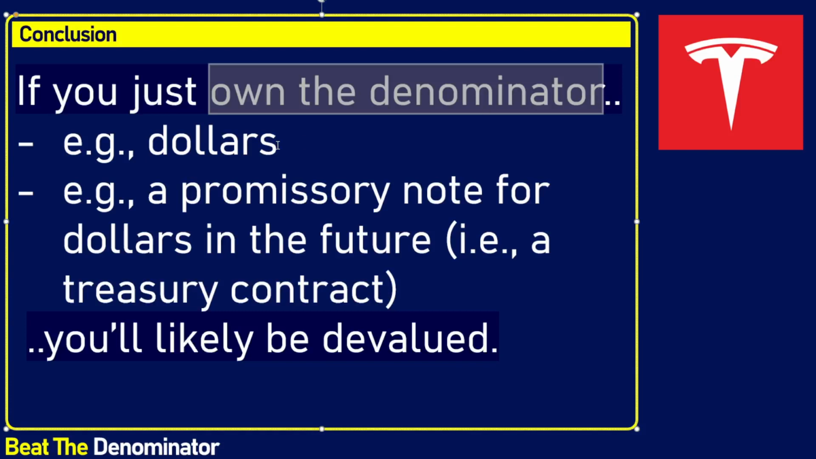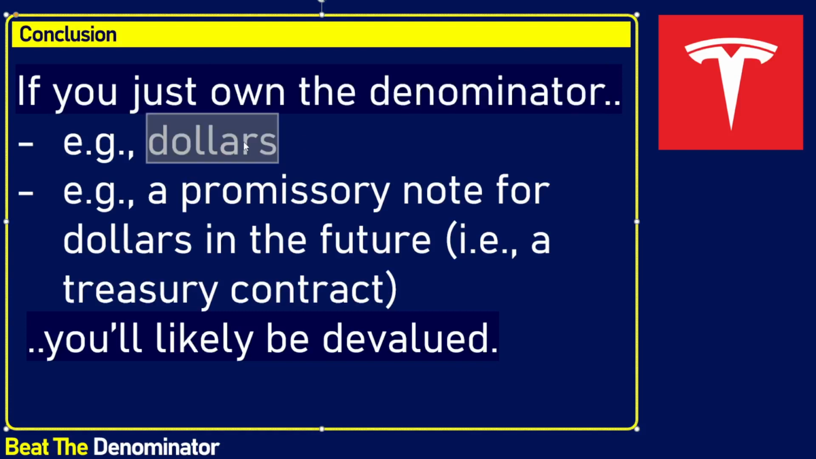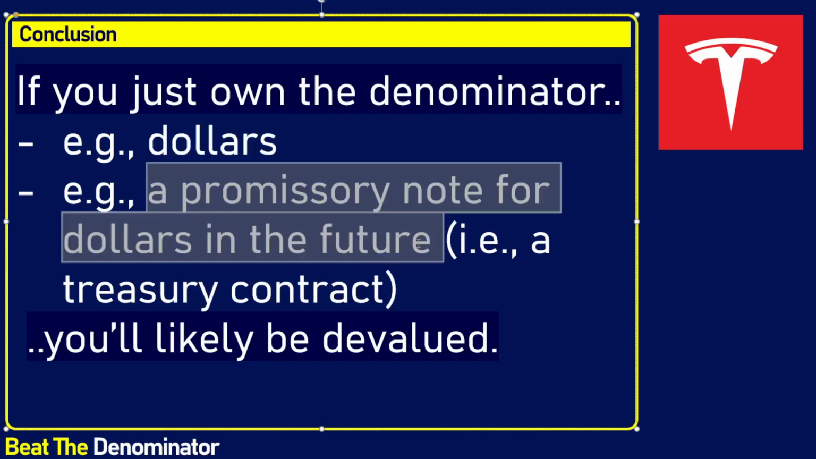But if you buy dollars and hold dollars in a savings account, or if you buy bonds or T-bills, i.e. a promissory note for dollars in the future, right? If you buy a 30-year bill, that means you get the money back in the future in the form of dollars. If you buy the denominator, you'll likely be devalued. That's what will happen. You're locking in a guaranteed long-term devaluation. No investment advice, nothing's guaranteed, but that's what you're locking in.